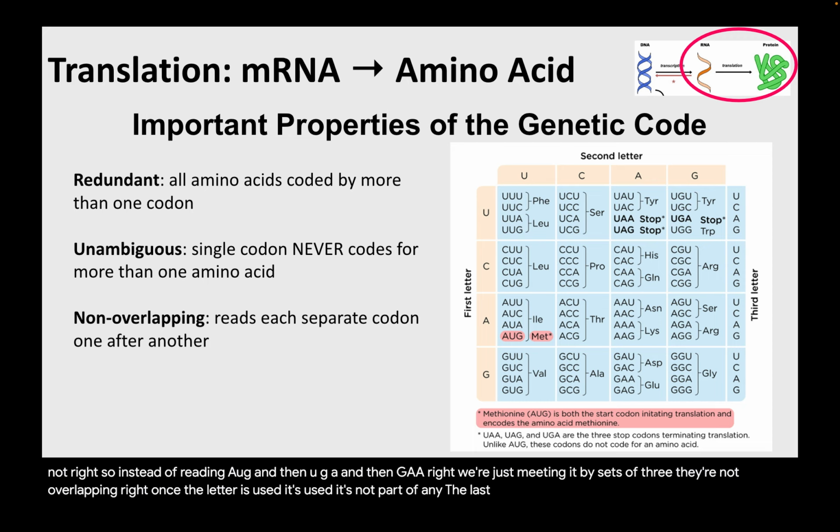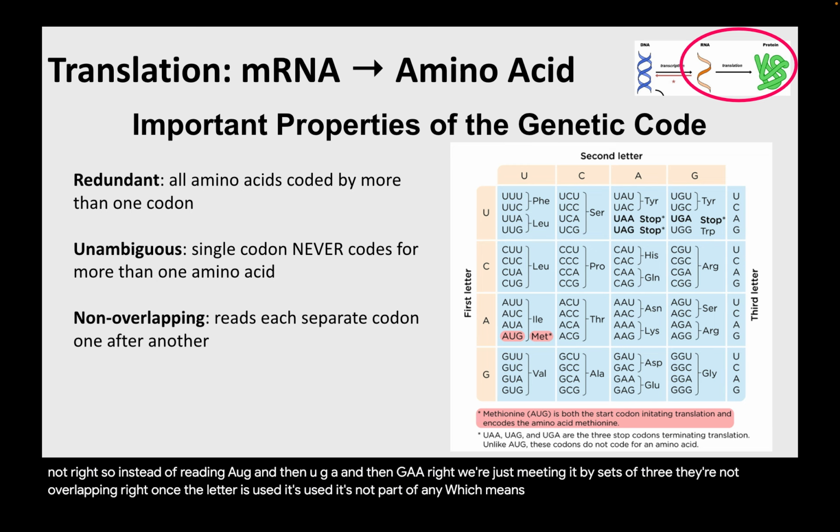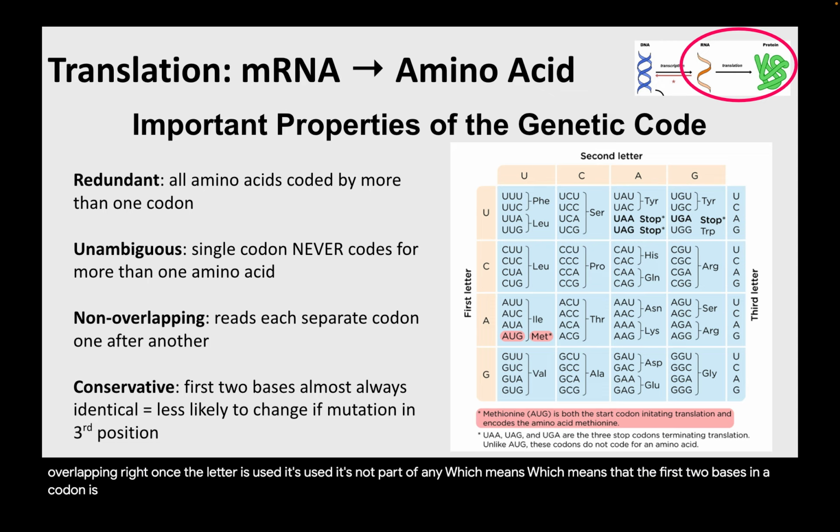The last thing about this genetic code is that it's conservative, which means, well, I found my pointer, but my pointer doesn't want to work now. There we go. Which means that the first 2 bases in a codon are likely going to be the same for an amino acid. So again, we're looking at serine up here. The first 2 bases are UC. It's the third base that changes.